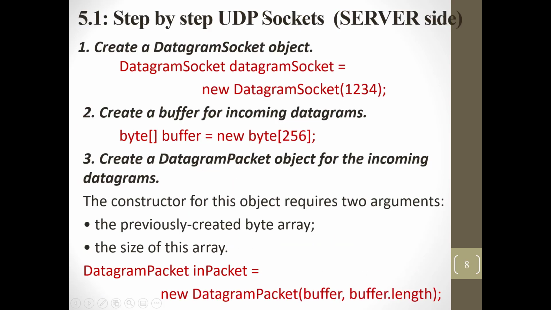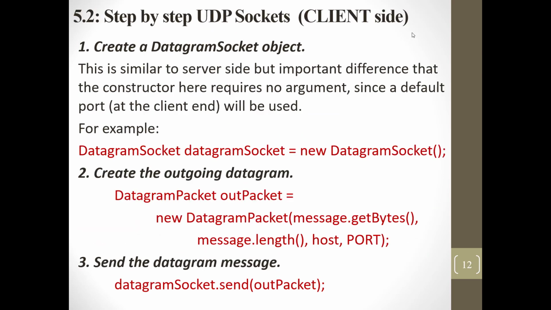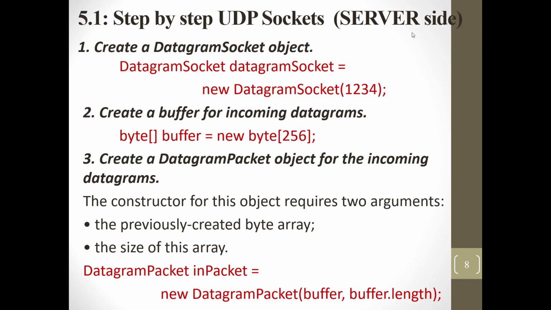Now we are going for step-by-step UDP creation. First on the server side, we are going to discuss the steps over two slides. Then we are going for the client side. In the client side, what is happening? The step-by-step creation of a UDP socket on the client side. These two things we are going to discuss now.